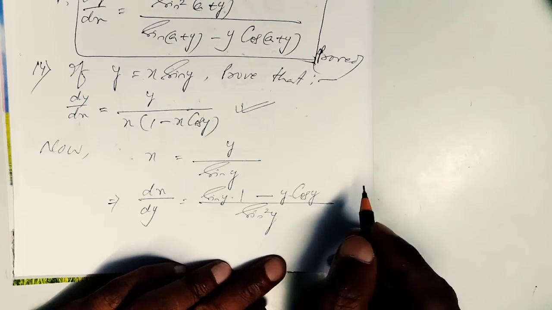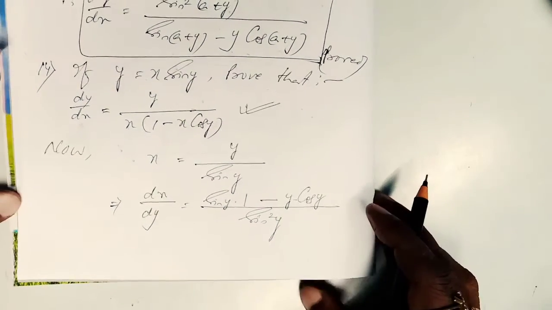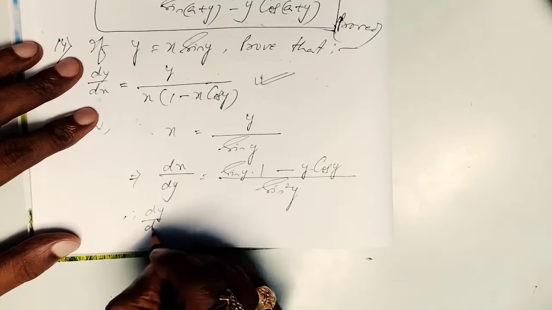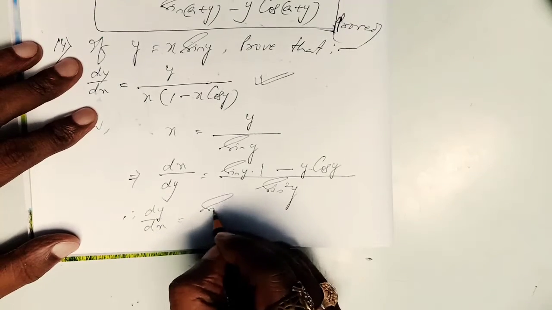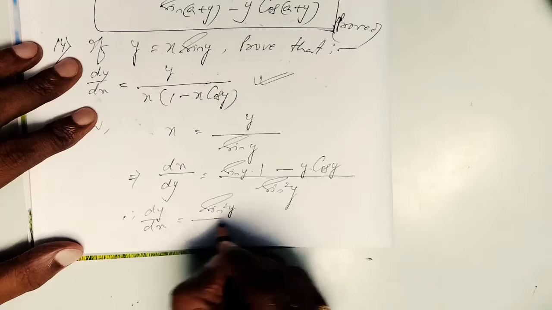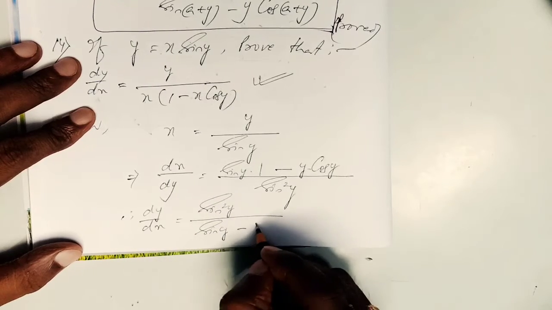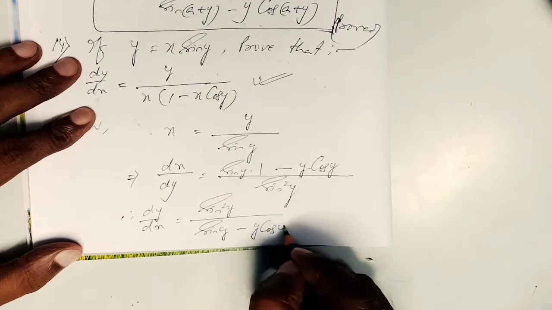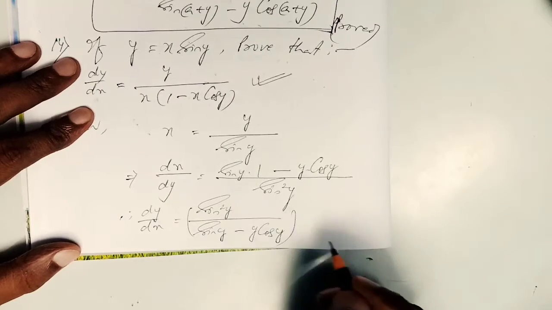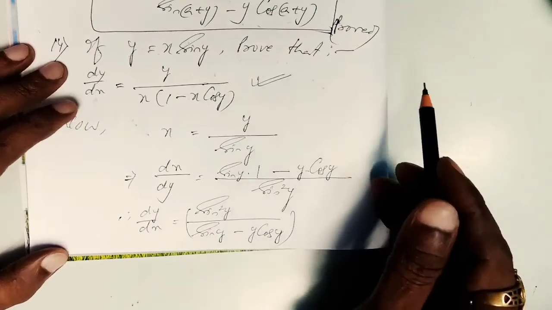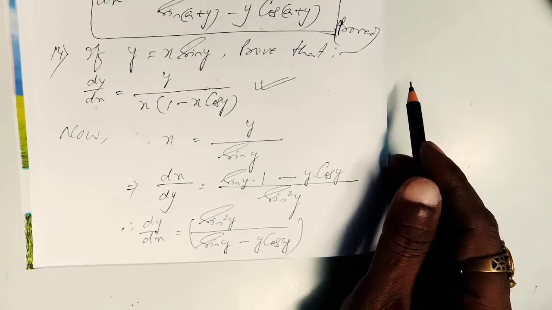Now, what is the next you see? Therefore, reverse it. dy by dx will be sin square y by sin y minus y cos y. This much you got, but your proof part is y by this. Just arrange properly, then it will come out. Not a difficult question, just have to arrange.